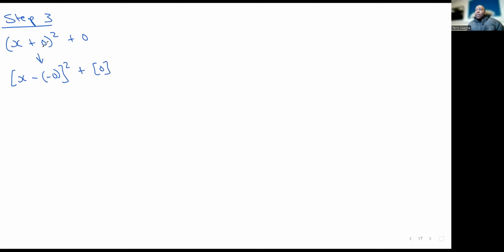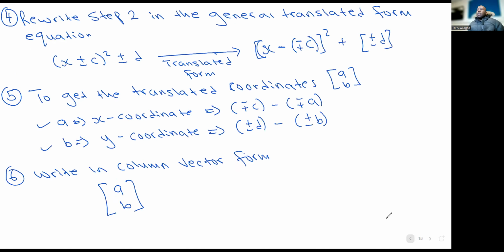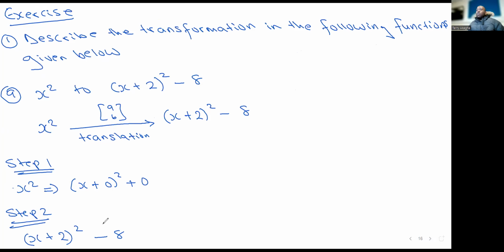Now, if you look at both of them, they're exactly the same thing. Minus times minus will give you what? Plus, so it's exactly the same thing. Now, step 4, we're meant to do the same thing for the other equation, right? So step 4, we write step 2 as well in the general translated form. So step 2, we have x plus 2 squared minus 8.